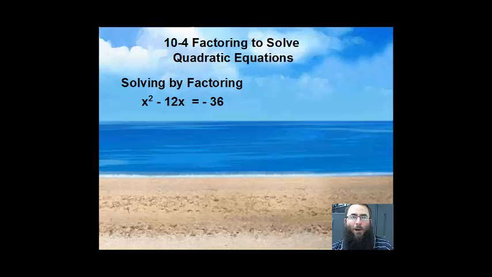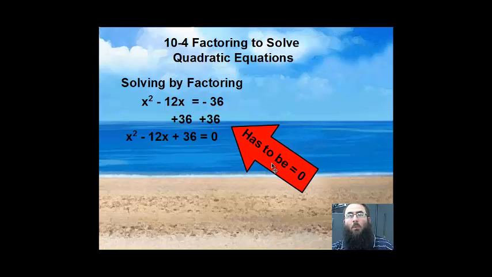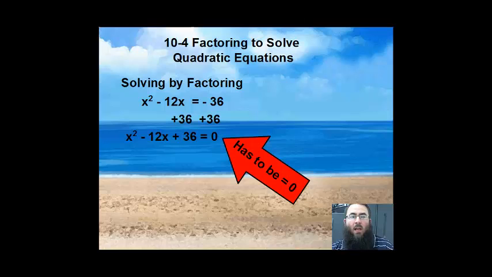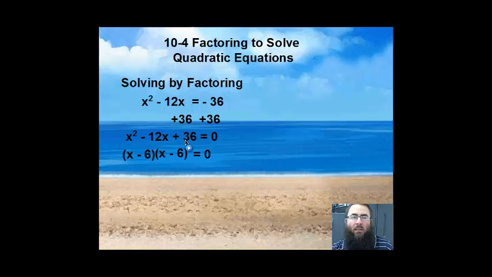Here's another one. What do you think you have to do first on this one? Here comes red arrow. There it is. Did you say add 36 to both sides? That is correct, because then after you do that, hey, it is set up equal to 0, and now you can factor x squared minus 12x plus 36. Those two binomials, x minus 6 equals 0.